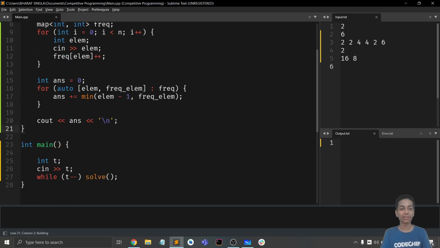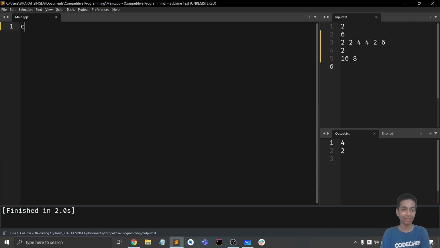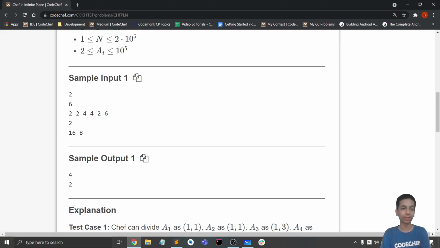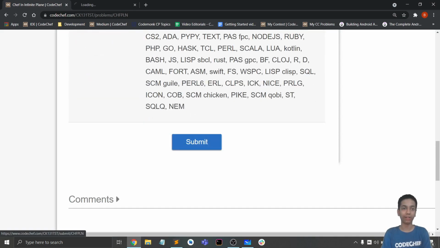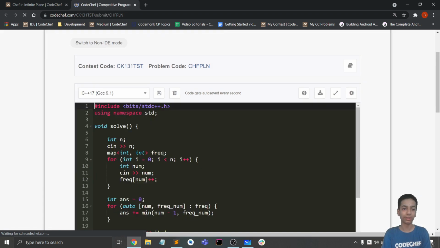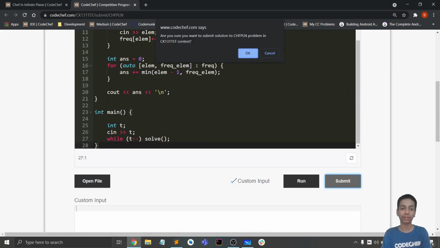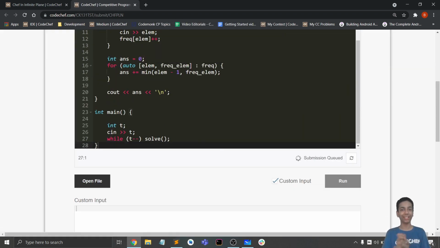So let's test this and let's see what we get. So we get 4 and 2, and this seems fine. So yes, 4 and 2 was the expected output. Let's submit this and hope for an AC.